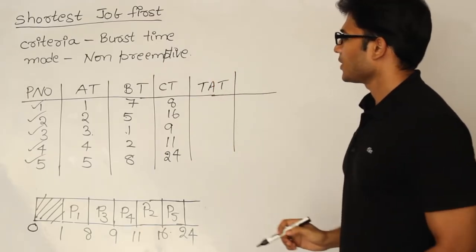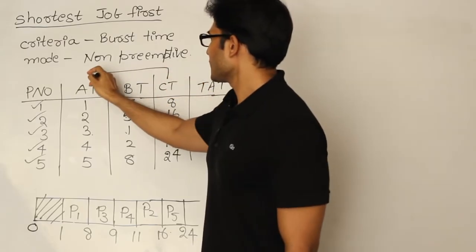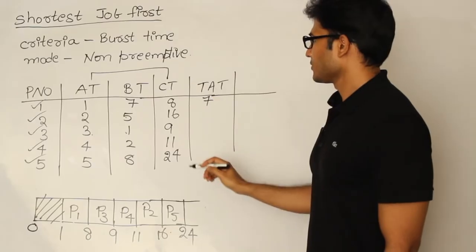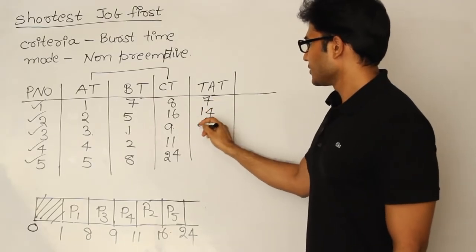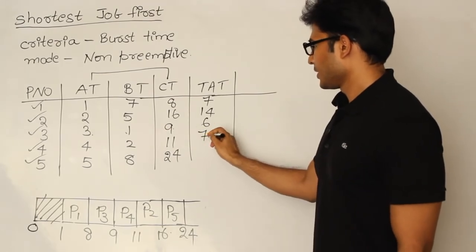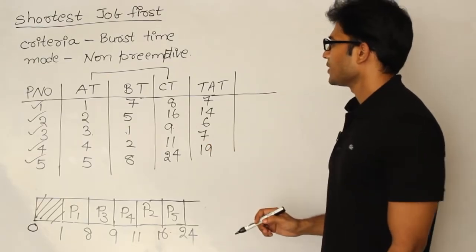Then what is the turnaround time? I told you that turnaround time is completion time minus arrival time, the difference of these two, right? Then it is 7 here, and it is 14 here, and it is 6 here, and it is 7 here, and it is 19 here, right? It is the turnaround time.